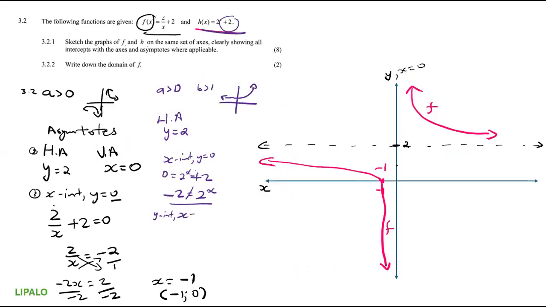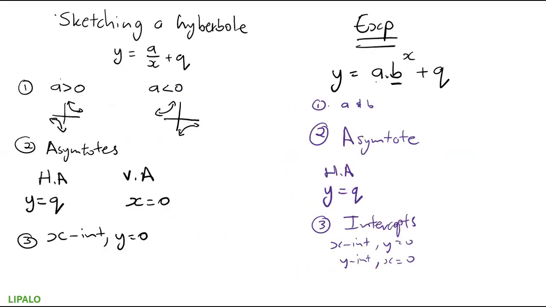Y-intercept, x is equal to 0. Then I have h at 0 equal to 2 exponent 0 plus 2. And please, there's this error that you make where you say 2 exponent 0 is 0. That's not 0. It's 1, plus 2. Answer, it's 3. I put it in coordinate form: (0, 3). Those are the steps.